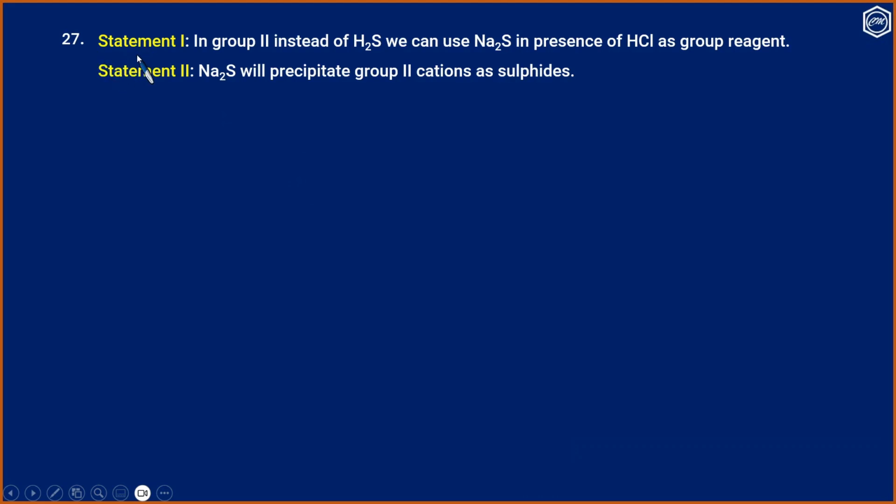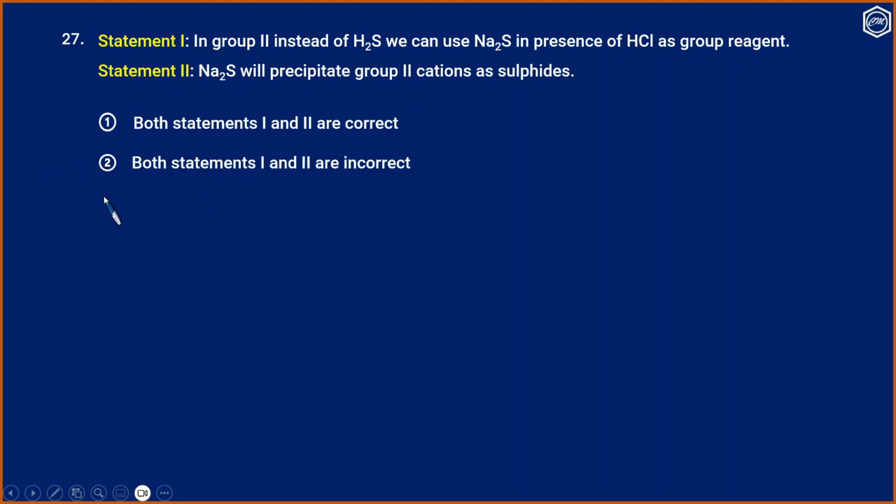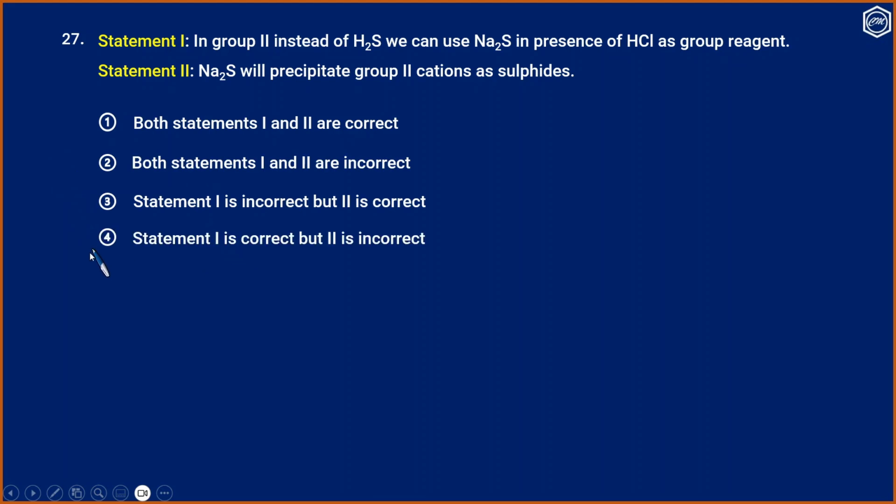Question number 27. Statement 1: In group 2, instead of H2S, we can use sodium sulfide in presence of HCl as group reagent. Statement 2: Sodium sulfide will precipitate group 2 cations as sulfides. Option 1: Both the statements 1 and 2 are correct. Option 2: Both the statements 1 and 2 are incorrect. Option 3: Statement 1 is incorrect but 2 is correct. Option 4: Statement 1 is correct but 2 is incorrect.